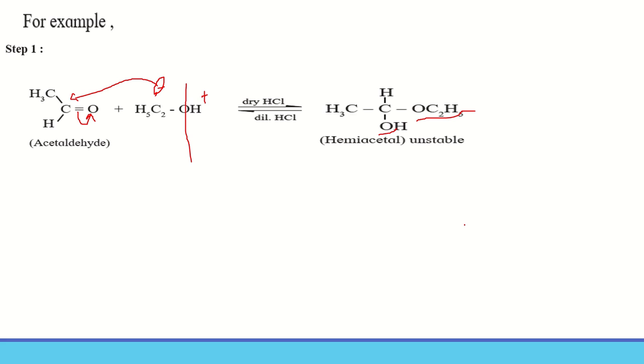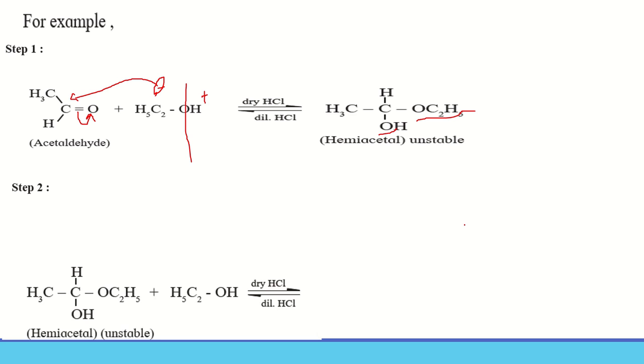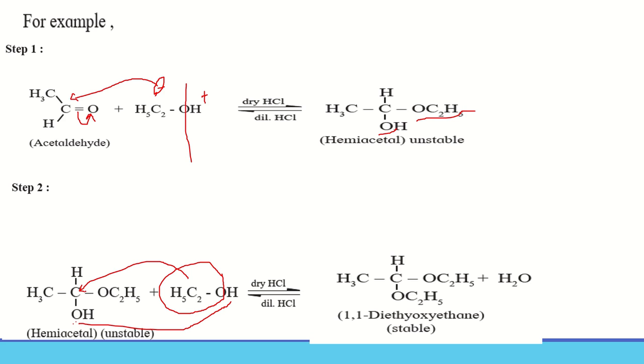Then this hemiacetal further reacts with the alcohol in step second in presence of dry HCl. This OH donates the electron to the hydrogen and this alkoxy part will approach toward the electrophilic carbon atom. You will get 1,1-diethoxyethane, which is a stable product. We can say acetal. Hope this is clear to you. This is the most important chemical reaction of aldehyde and ketone with the nucleophile. Similarly, ketones react with alcohol in presence of acid catalyst to form hemiketal and ketal.